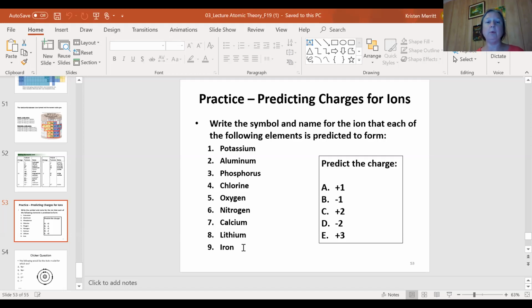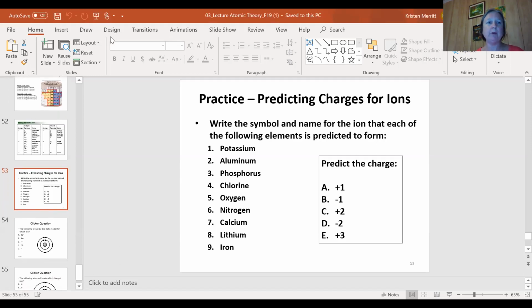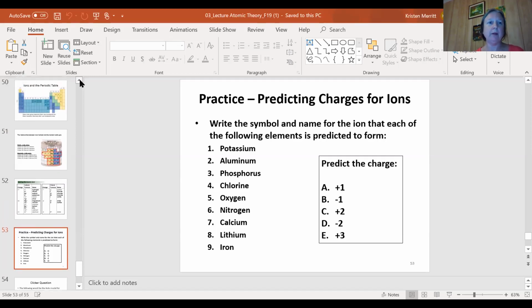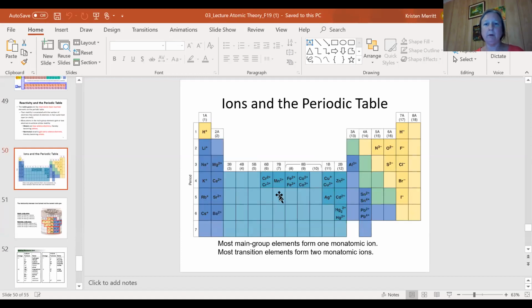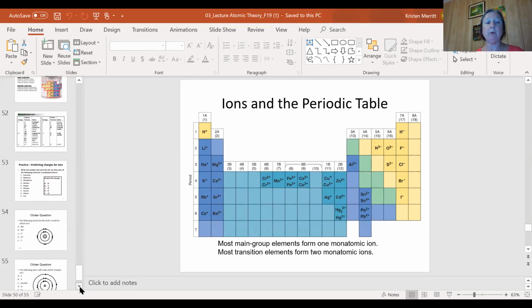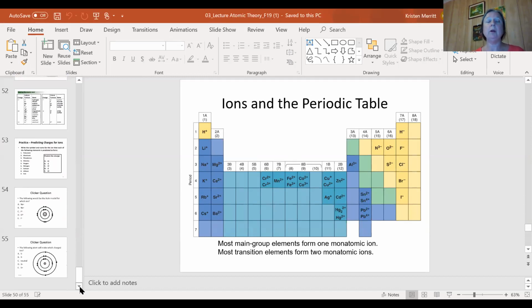Iron can have multiple charges. So you don't predict iron, you memorize iron. So I'll let you go back to your periodic table. Iron is here, right? There's iron. So iron can have either a +2 or a +3 charge, which is why when we are naming a compound with iron in it, we put iron in Roman numerals to indicate which of these it is.